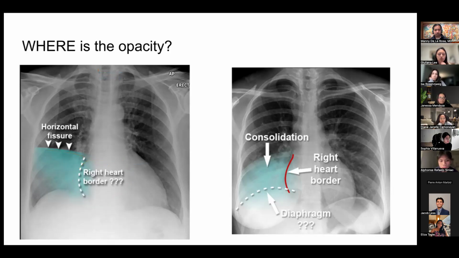So if you're getting pimped a little bit and they ask, is this middle or lower? Look at the right heart border and see if you can see that. Comparatively, in the right lower lobe, you might not see the horizontal fissure being the border of the consolidation, but you will see the right heart border. And instead, the diaphragm might be something that's obscured.